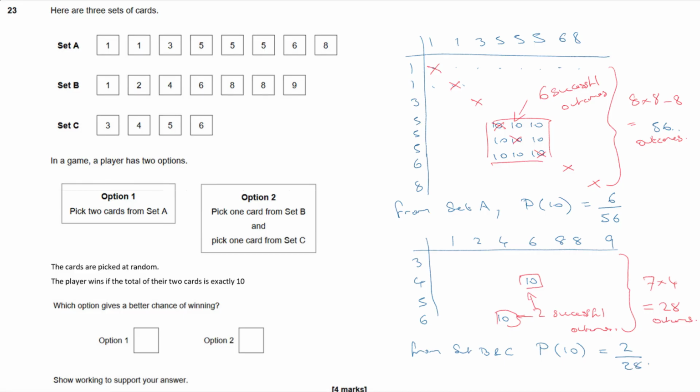So, right, so I've got 6 out of 56 and 2 out of 28. Now I notice that 28 is half of 56, so that is the same as 4 out of 56 then. So clearly you're going to be slightly more lucky if you choose from set A rather than set B and C. So that's option 1.